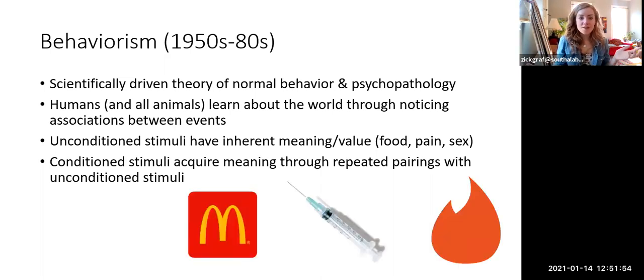So other examples of conditioned stimuli are symbols. These symbols here don't have any inherent meaning, but because of what they're associated with in our lives, we sort of instinctively know what they mean. They kind of mean food, pain, and sex, but they acquired those meanings through pairings with those concepts. They didn't have those meanings before.